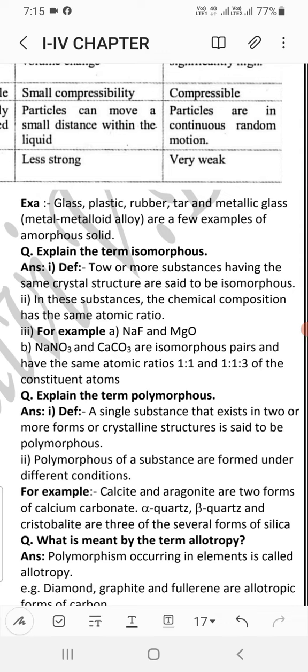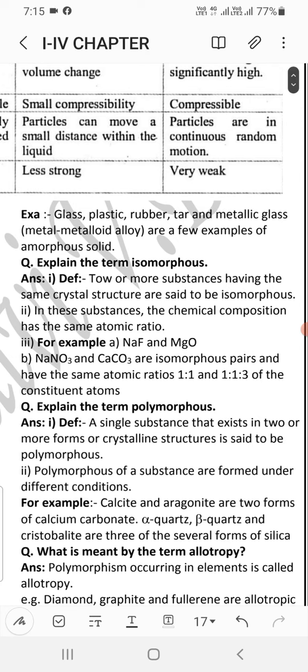In the second example, that is NaNO3 and CaCO3, what is the atomic ratio of atoms? It contains one Na, one nitrogen and 3 oxygen. And in calcium carbonate, it contains one calcium, one carbon and 3 oxygen. So that's why the atomic ratio in NaNO3 and CaCO3 is 1:1:3. Okay, so that is known as isomorphous. So in isomorphous substances, the chemical composition has the same atomic ratio.